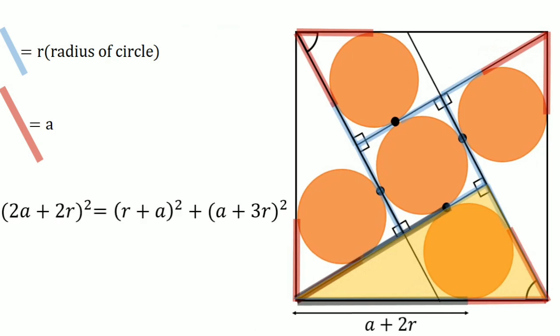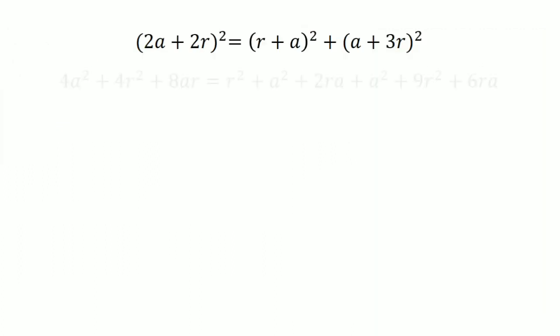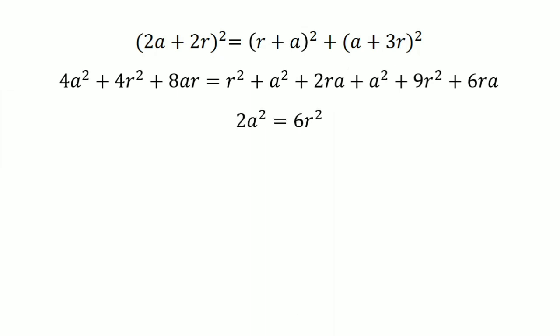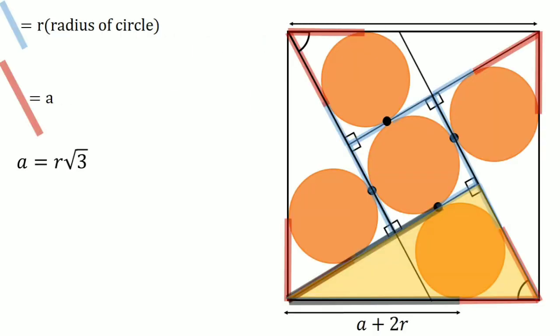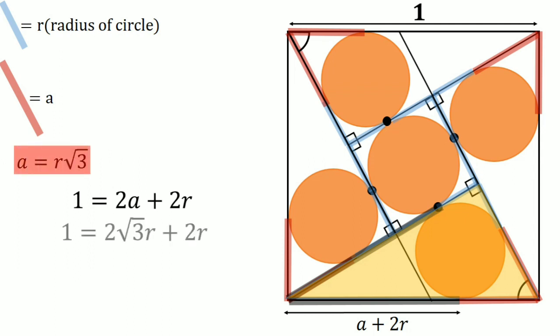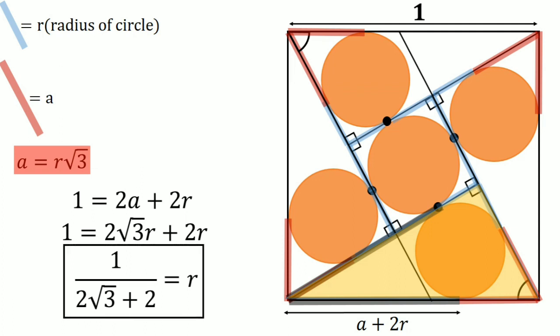So we have (2a plus 2r) whole square is equal to (r plus a) whole square plus (a plus 3r) whole square. Now expanding this, finally we have 2a square is equal to 6r square. So we have a is equal to r root 3. Now, the side of the square is given as 1. So we have 1 is equal to 2a plus 2r, and putting a is equal to r root 3, we have r is equal to 1 by 2 root 3 plus 2, and that is our correct answer.